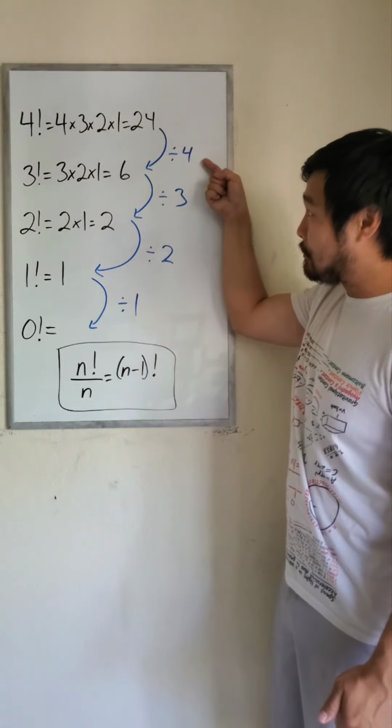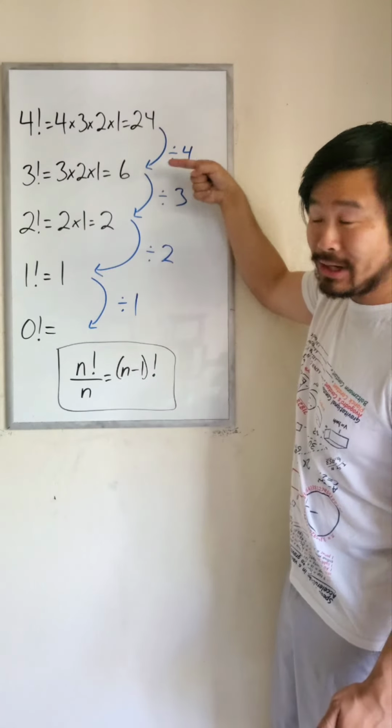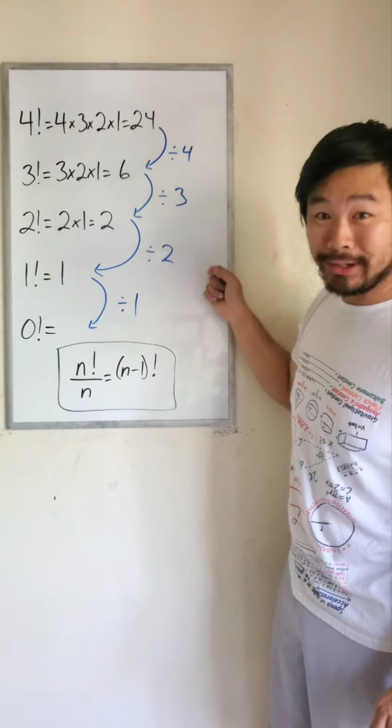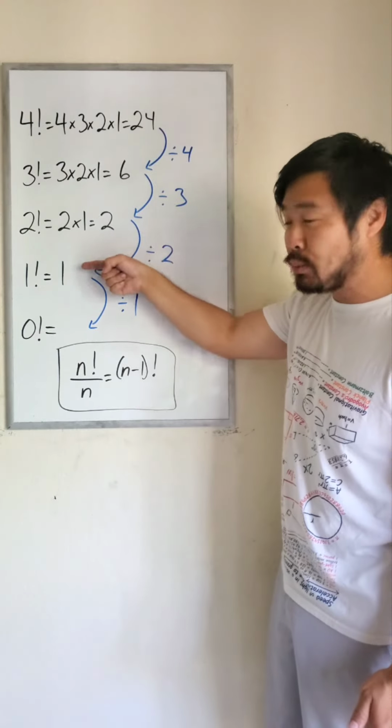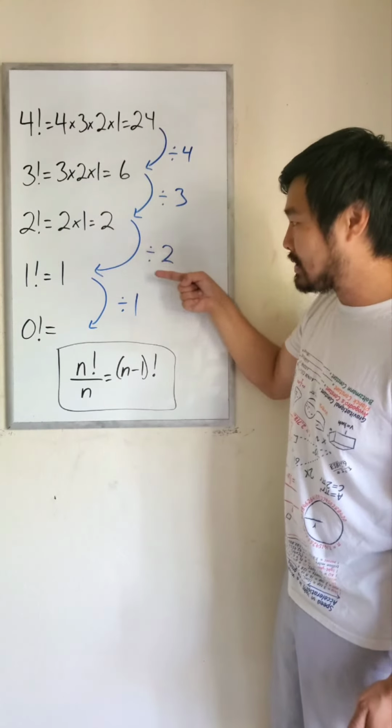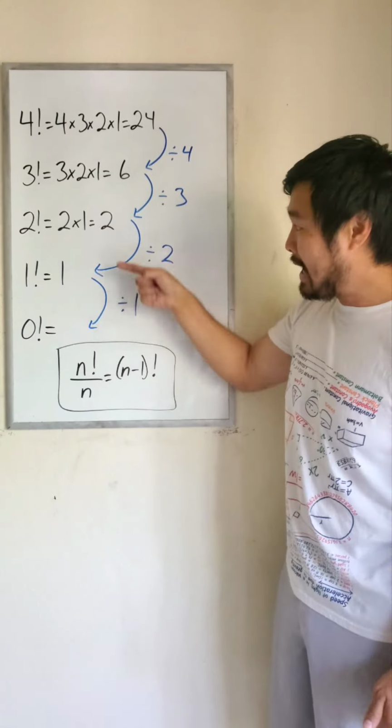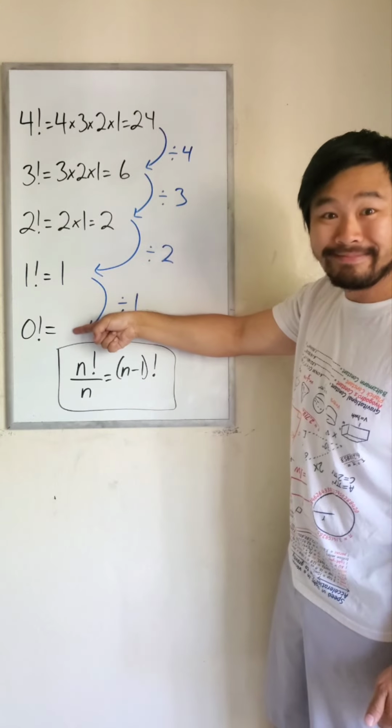4 factorial divided by 4 is 3 factorial. 3 factorial divided by 3 is 2 factorial. 2 factorial divided by 2 is 1 factorial. And 1 factorial divided by 1 is 0 factorial. And 1 divided by 1 is 1.